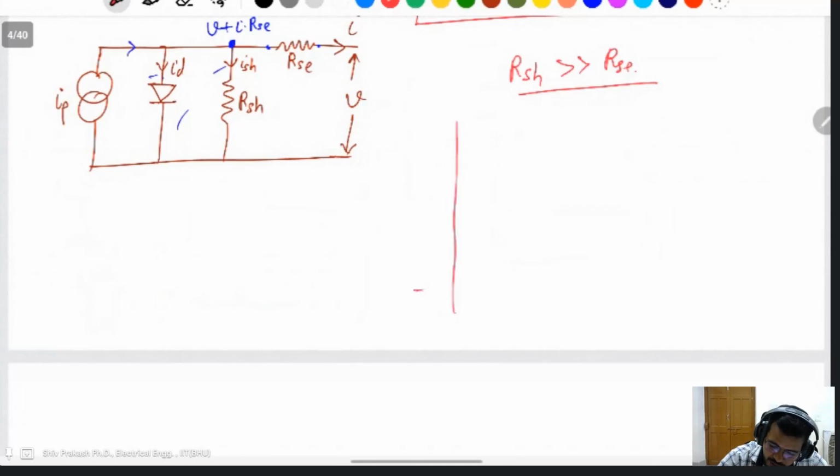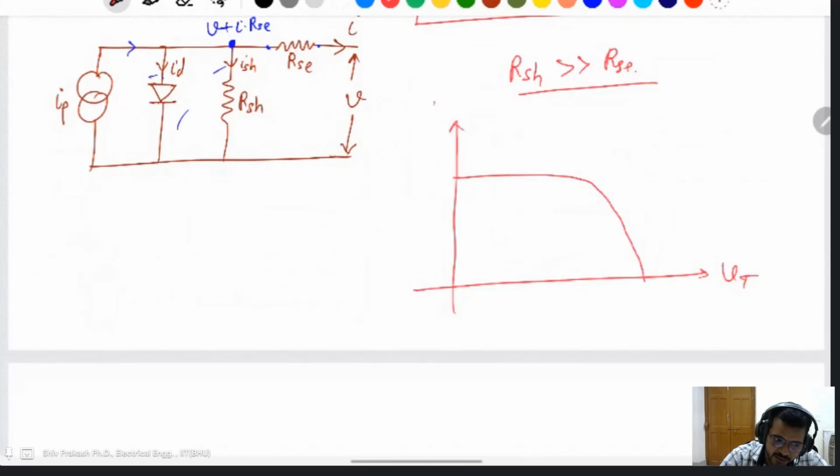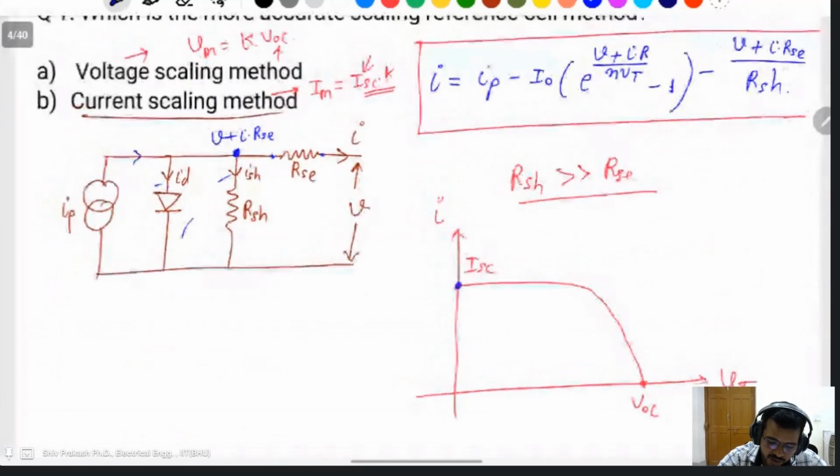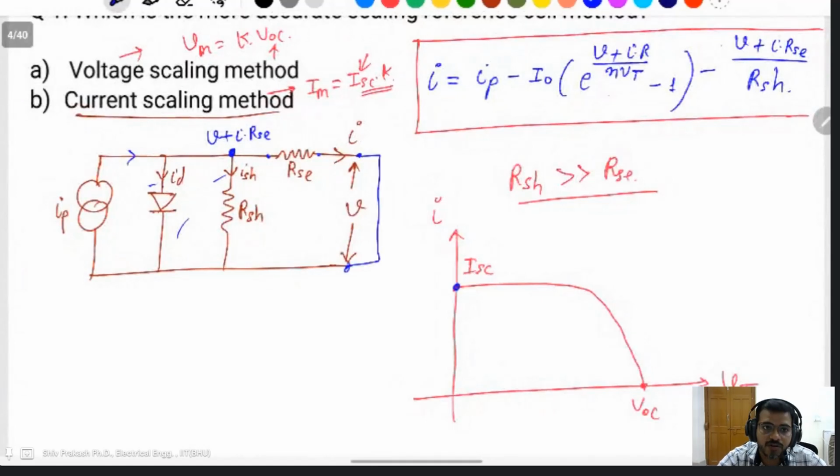You know about the IV characteristic of PV. This one is the VOC, this one is the ISC. In short circuit condition, I is equal to ISC, the short circuit current, and the terminal voltage will be 0. If you short this one, voltage will be 0, current will be ISC, the short circuit current of the PV panel.